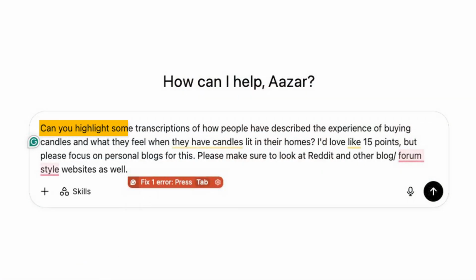Now, most people make the mistake of just clicking the deep research function and saying, okay, do a deep analysis of this. What I like to do is the following. Can you highlight some transcripts of how people describe their buying experience for candles in particular? What are some of the feelings that they experience when they buy this candle and when they light these candles at home? I want 15 points, but please focus on personal blogs for this. You can also look at places like Reddit, forums, and those styles of websites.